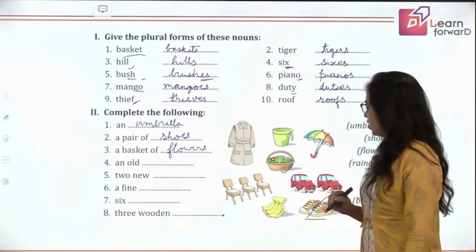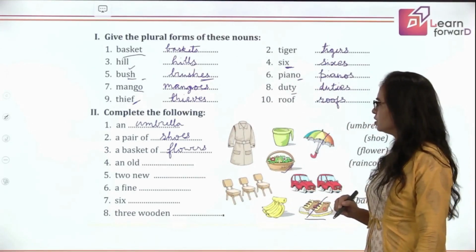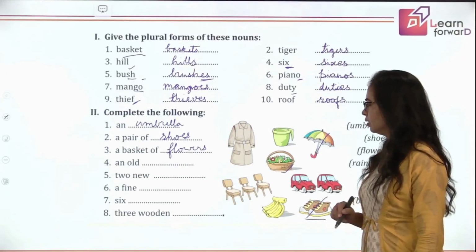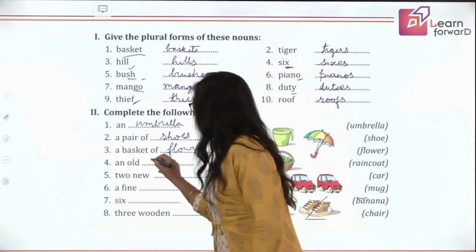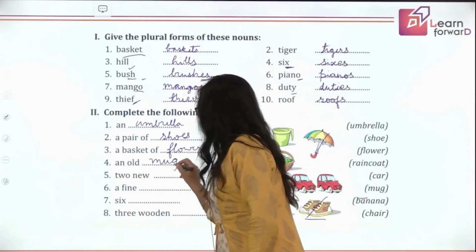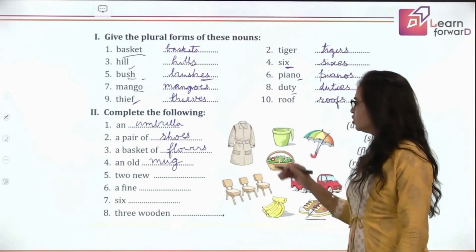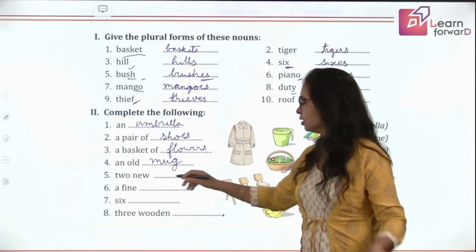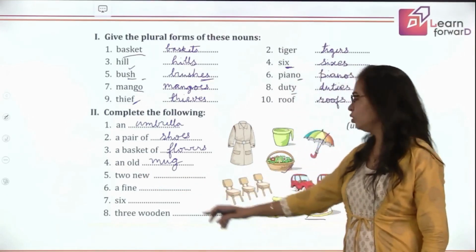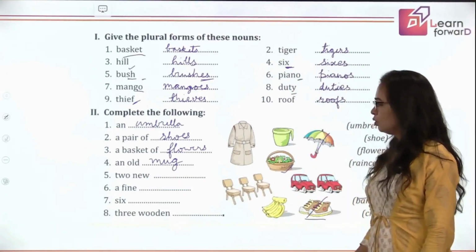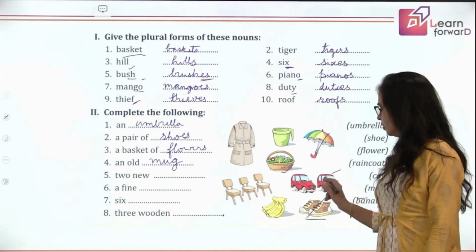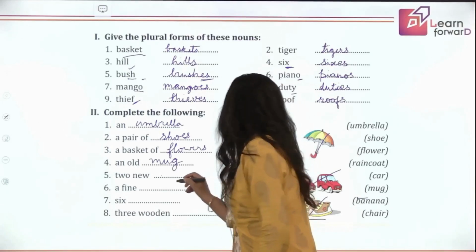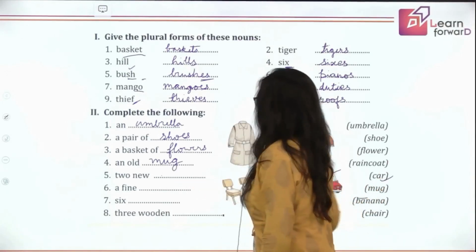What is an old? What do you see here? An old mug. Can you see it in different shades? That's why it is old. Okay, let's see if we can have some other option also later. Two new, what two do you have here? Good. Two new cars. So you can say these are toys or vans. What is given here? They are cars.